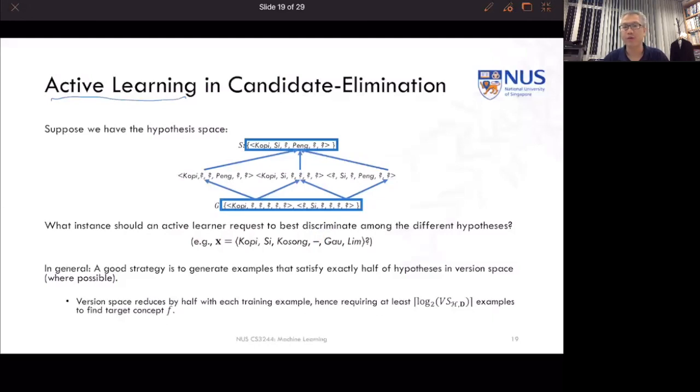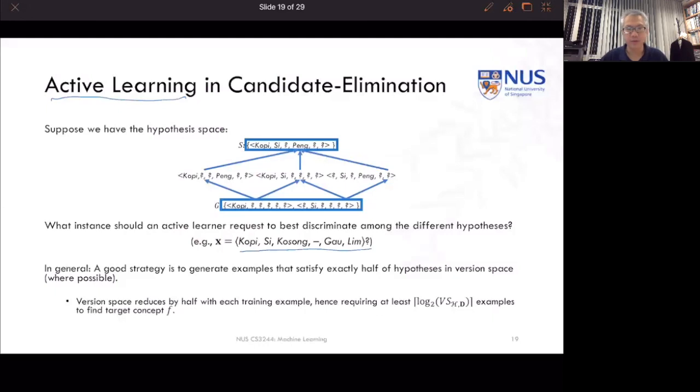Just like the game of 20 questions, we might want to do that in such a way that exactly half of the hypotheses in the version space would satisfy the particular drink or instance and the rest would not. If we can do that, that's going to help us establish what traits are left. So in this case, only half of these 6 hypotheses would classify it positively and the other half negatively.